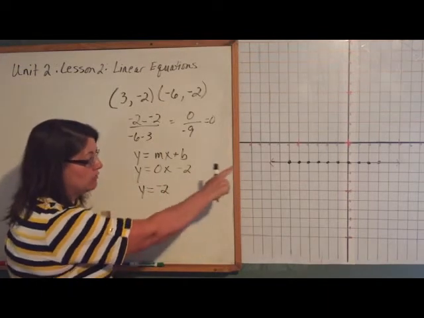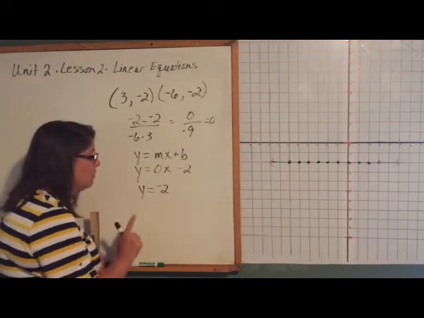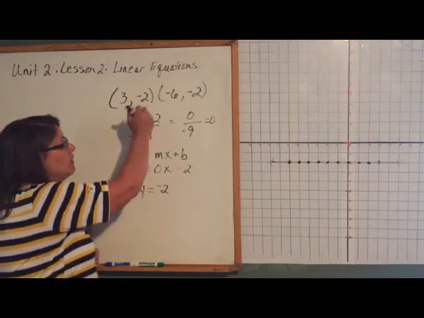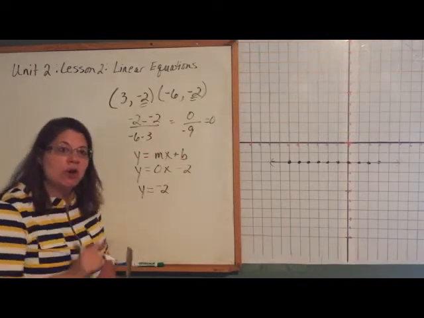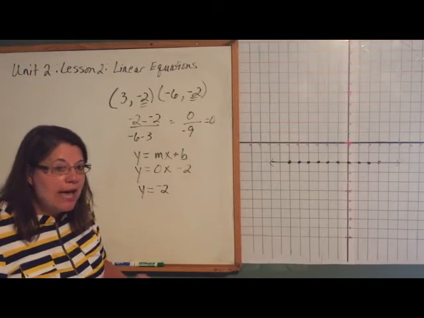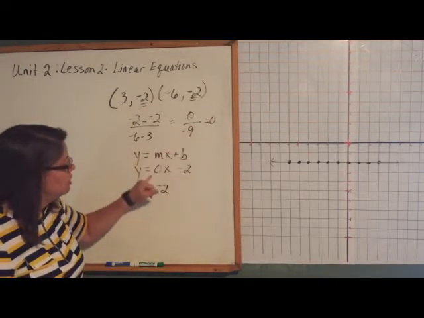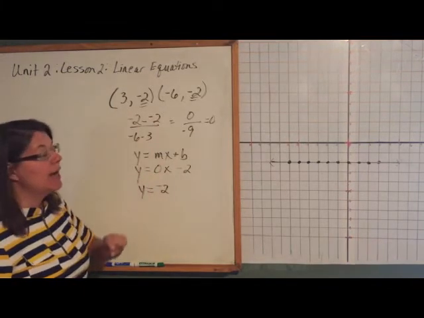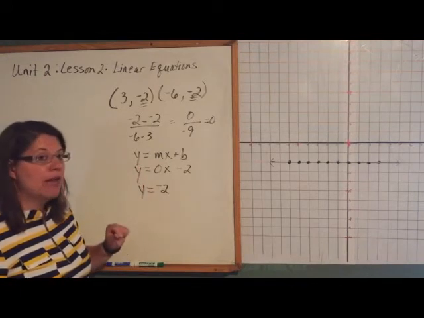Every single y is equal to -2. So my equation for a horizontal line will always be y equals the y value of the ordered pairs. Look at the y value of the ordered pairs here. So if you are given two ordered pairs that have the same y value, and you figure out that the slope is 0, you can stop there. There's no need to graph it. There's no need to do any of this. You know it's going to be y equals whatever the y coordinate is. Okay, so that's a shortcut for your horizontal lines.